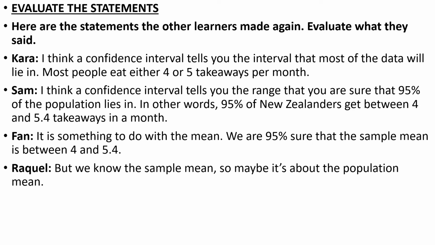Fan: it is something to do with the mean. We are 95% sure that the sample mean is between 4 and 5.4. Rachel: but we know the sample mean, so maybe it's about the population mean.